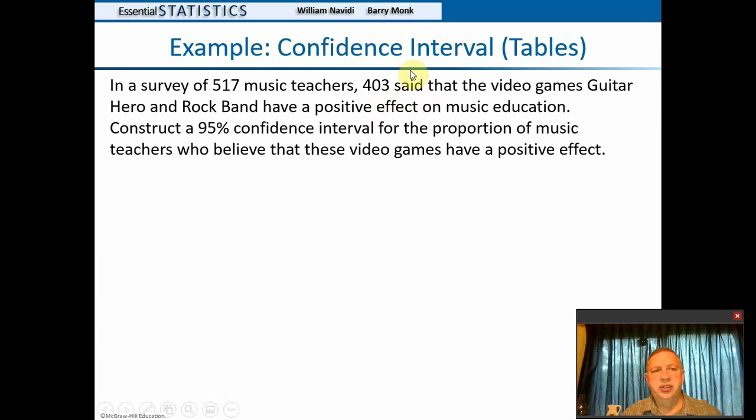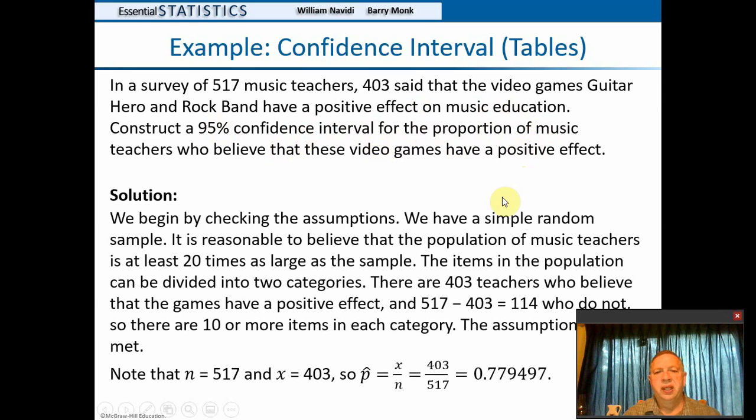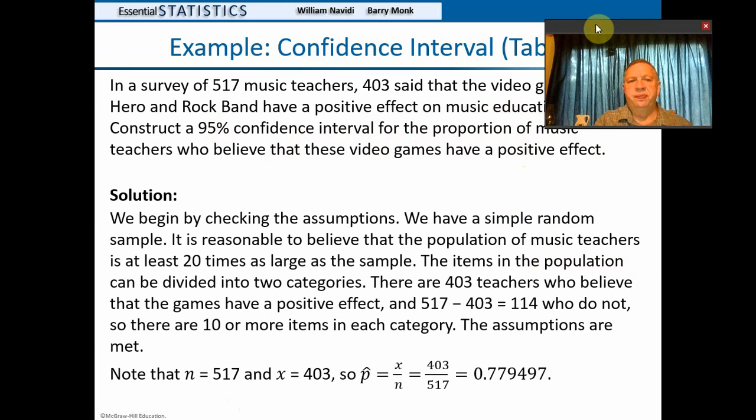So here it was. In a survey of 517 music teachers, 403 said that video games, Guitar Hero and Rock Band, have a positive effect on music education. Construct the 95% confidence interval for the proportion of music teachers who believe that these video games have a positive effect. So let's check our assumptions.